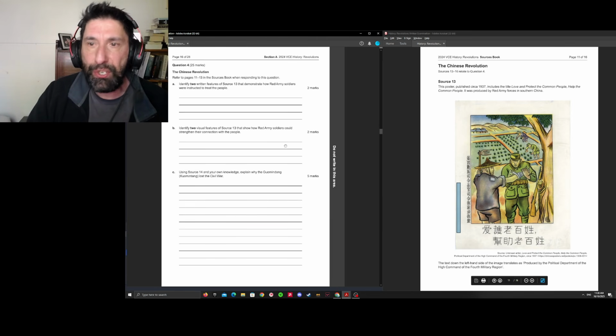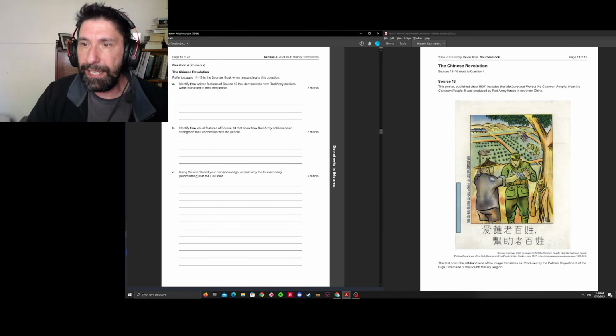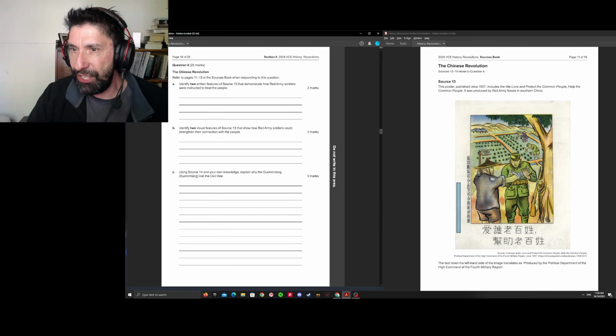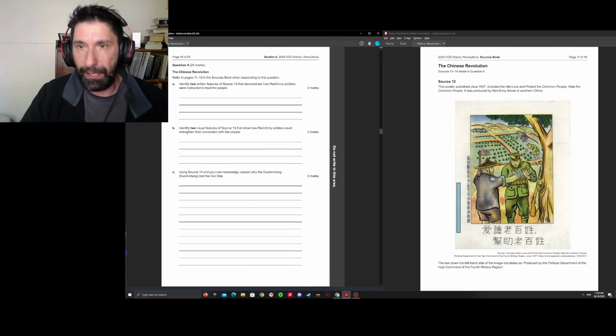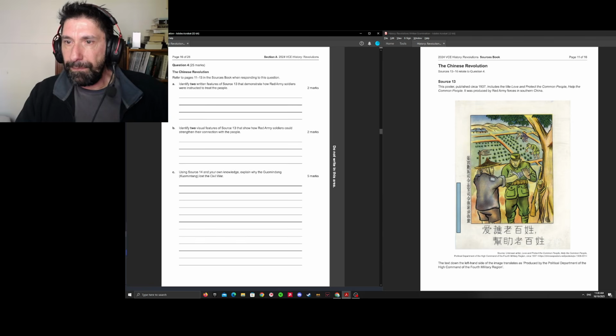And then 2 visual features. That's when we're looking for 2 main things. We've got a Red Army soldier helping an injured peasant, bandaging up the peasant. He's hurt his arm. And then in the background, we've got another Red Army soldier helping a peasant plant rice in a rice paddy. So there's 2 points straight there.